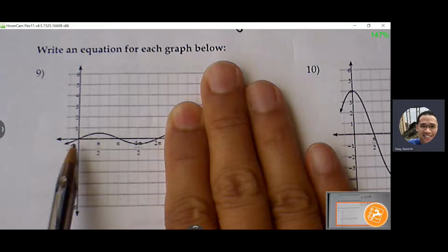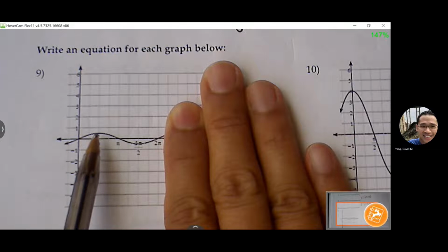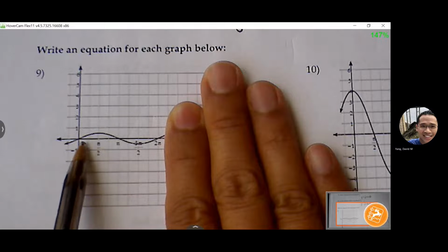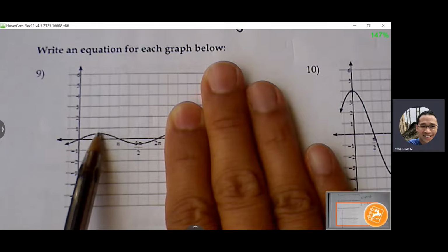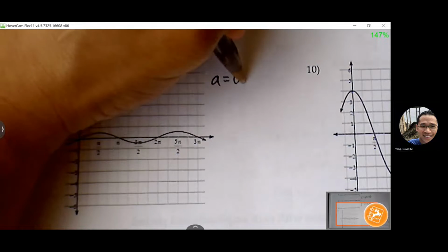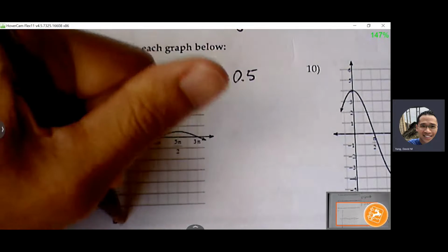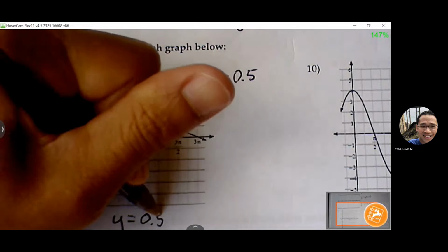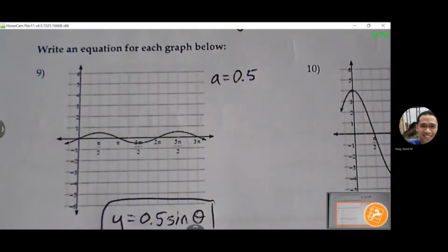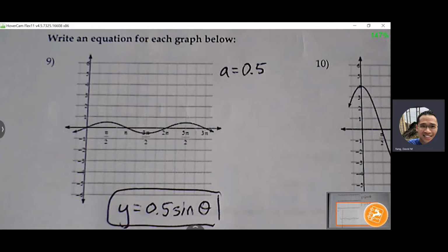But what will change though? The a value, right? The a value only rises up to what? From 0 to 0.5. So we know that our a value is 0.5, and it's a sine function. Okay, we know it's a sine function because it starts at 0 and rises up.